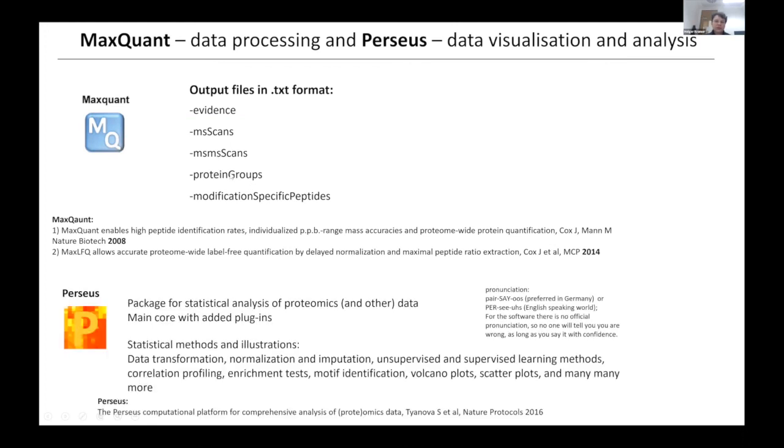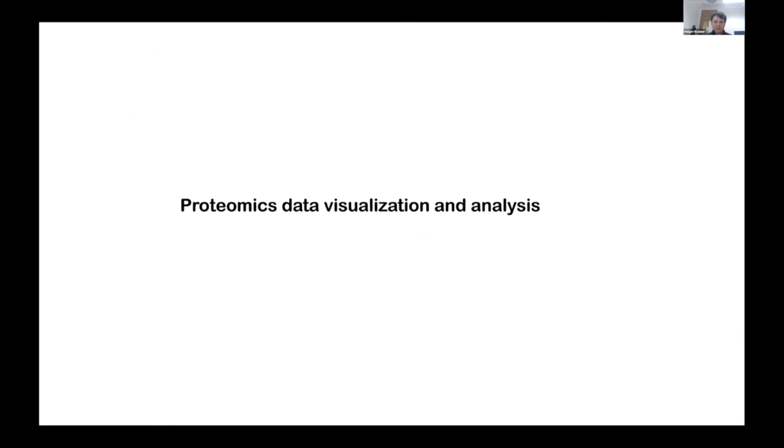And then the other software to mention is Perseus, and Perseus allows us to perform the statistical data analysis and visualization of this type of data. And I'll just show you this very briefly here.